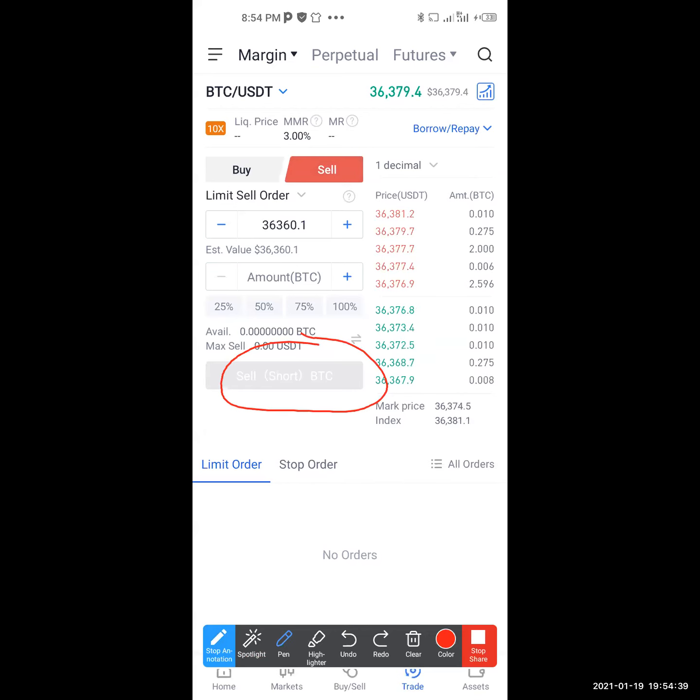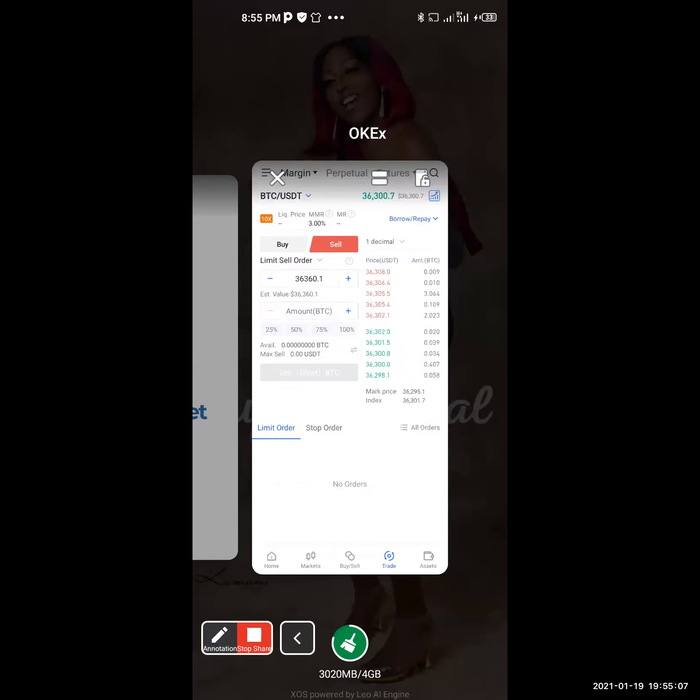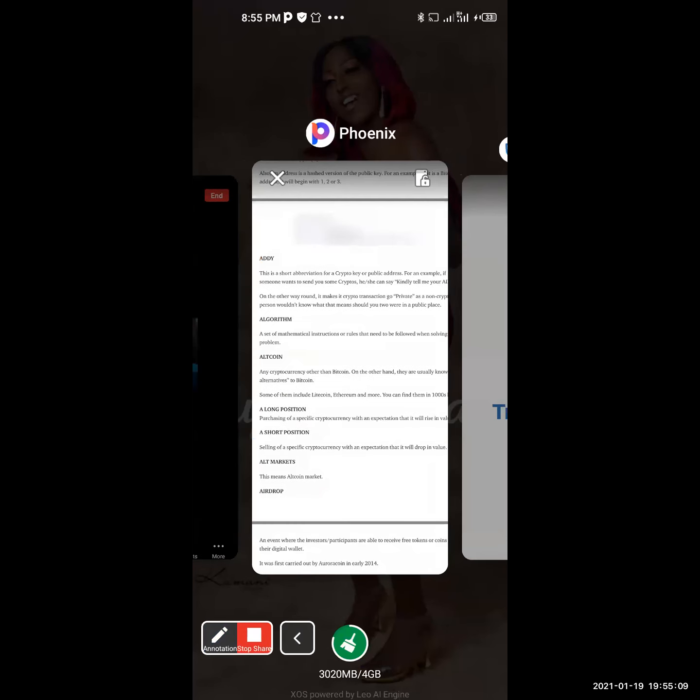Now, when you're longing, a long position means you are predicting that a coin will go up. This is for people that are trading margin or leverage or futures. When you say you want to go long, you are predicting that the price of a coin will go up. If you say you want to go short, open a short position, it means you're predicting that the price of that coin will drop, will go down. So that's long and short position.